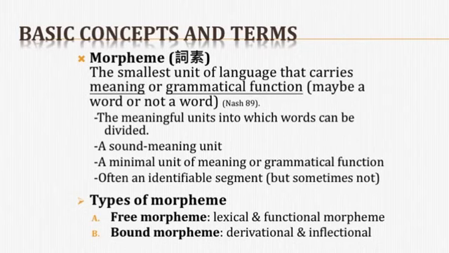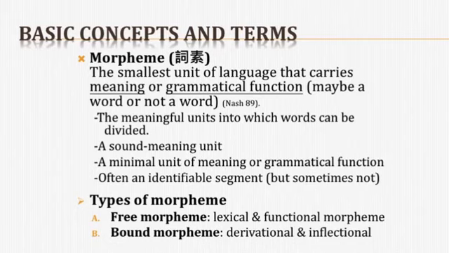And the most important term is morpheme. So we have to know what is a morpheme. Morpheme is the smallest unit of language that carries meaning or grammatical function. And it may be a word or it might not be a word. It could be smaller than a word.